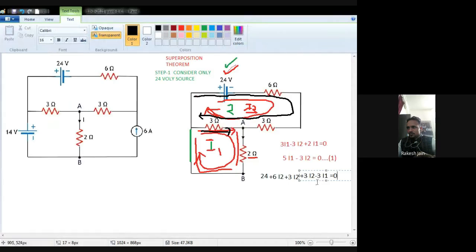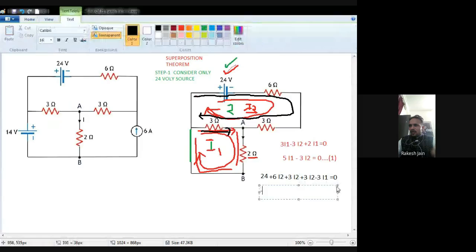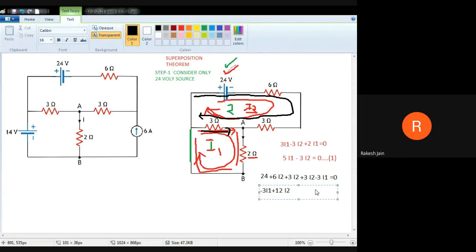Now the 3I1 branch is completed. Now I come from top to bottom to this 2 ohm. Only one current passes, that is I1. So plus 2I1 is also there. So 3I1 minus 3I2 plus 2I1 is equal to 0, which is my equation number 1.